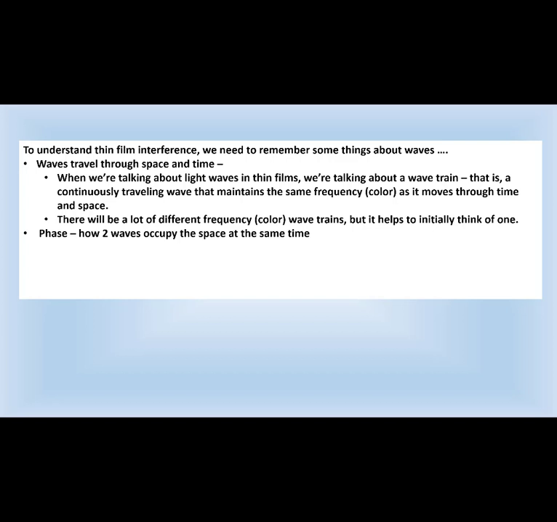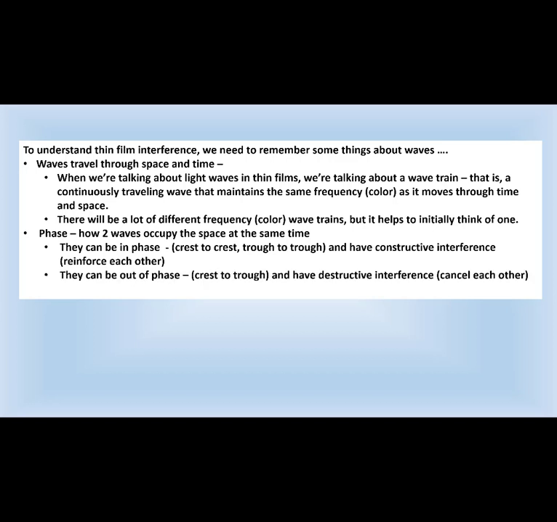Okay, remember phase. Phase is simply how two waves occupy the space at the same time. Waves can be in phase, crest to crest, trough to trough, and have constructive interference, reinforce each other, or they can be out of phase, crest to trough, and have destructive interference or cancel each other out. When they're out of phase, we say they differ by half a wavelength, or 180 degrees, or pi radians, or some multiple of those. When they're in phase, we say they differ by one wavelength, or 360 degrees, or 2 pi radians, or some whole number multiple of that.